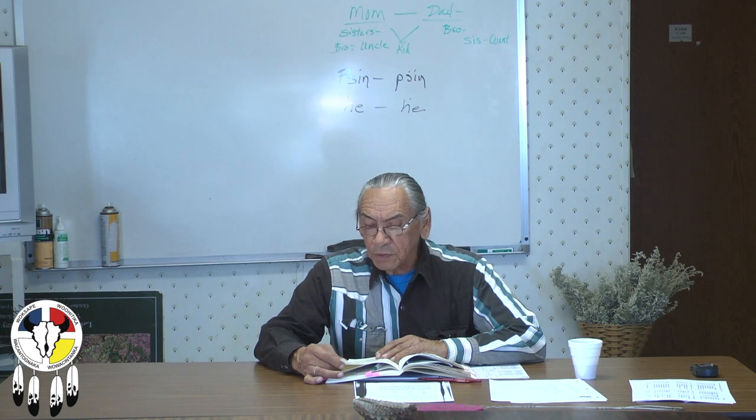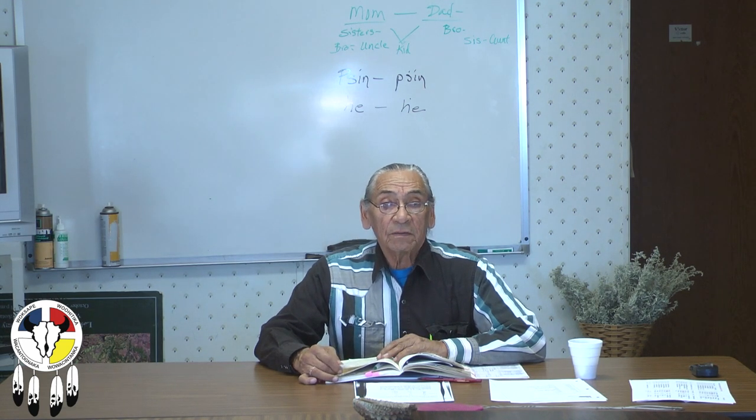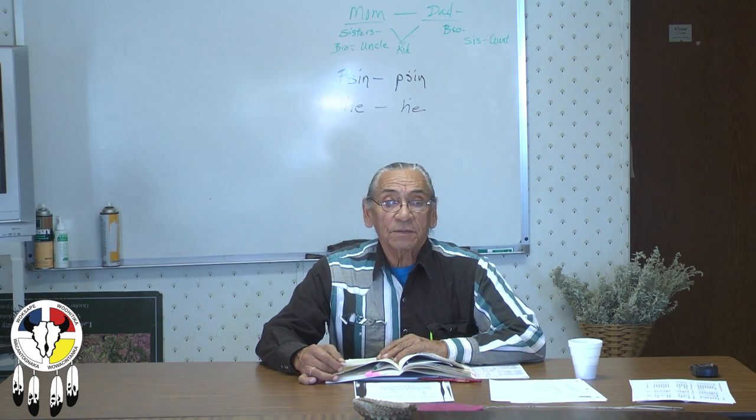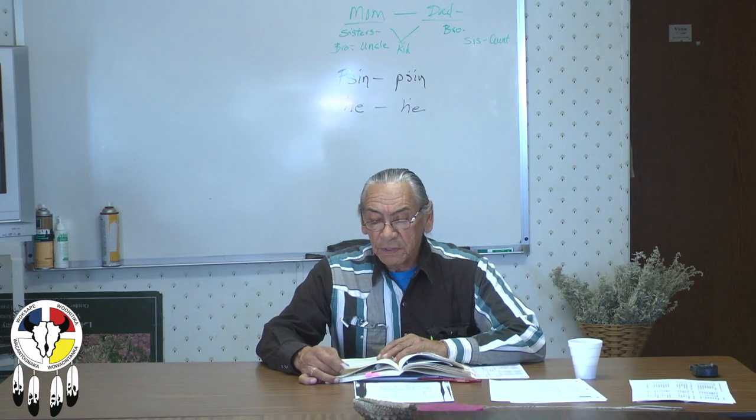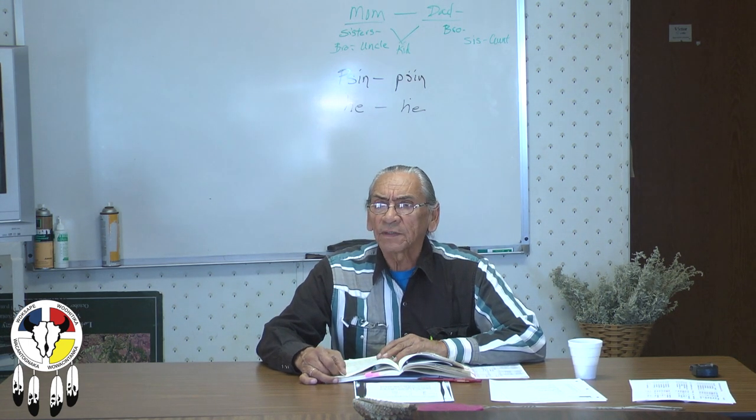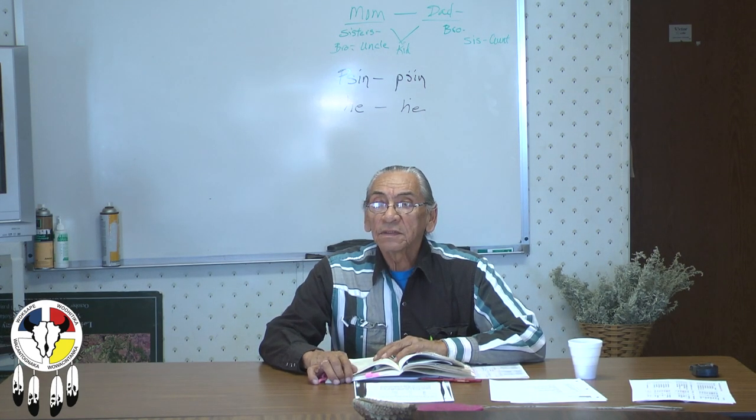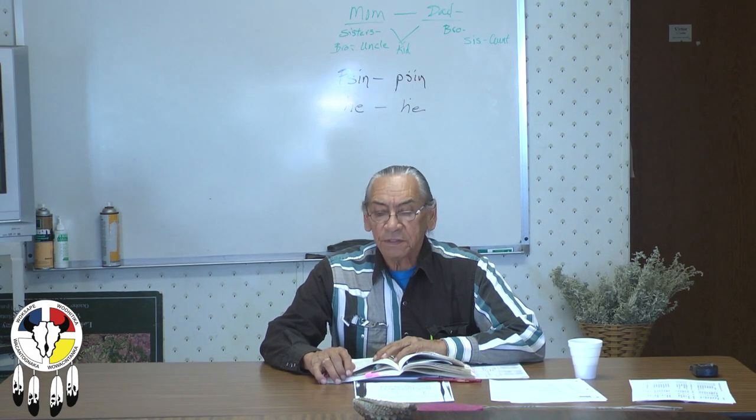Now we're at the C with the apostrophe. It represents a short, explosive CH sound. Okay, and that explosive CH sound is what? The first one. E-ch. Okay, the CH.